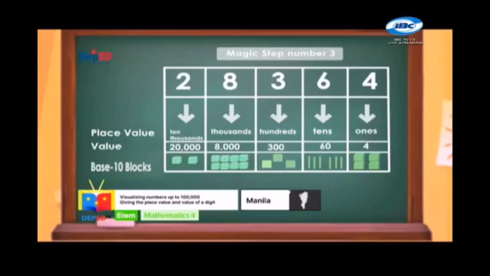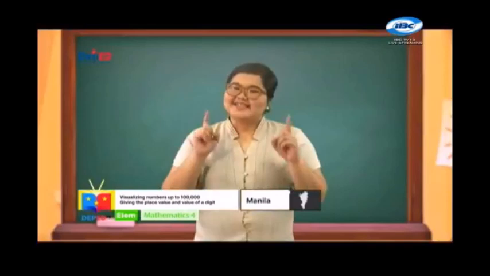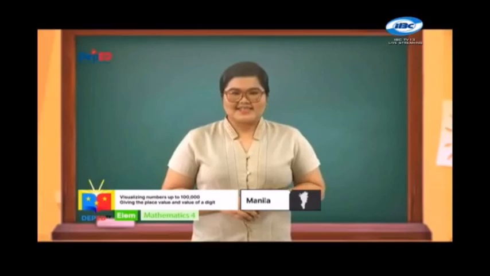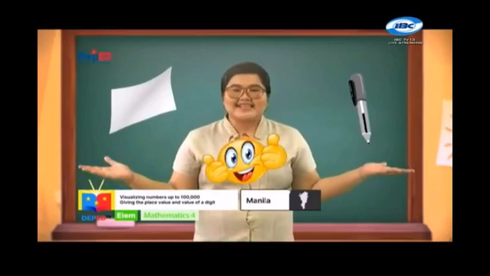There are 2 10,000s, 8,000s, 300s, 6 tens, and 4 ones. 20,000 plus 8,000 plus 300 plus 60 plus 4 is equal to 28,364. These were a lot of seeds! It's your time to shine! Now, you will visualize a number using blocks, flats, longs, and units. How big is 12,349? Papers up, pens up, let me see that happy face. Pens up, papers up, let me see that amazing face.